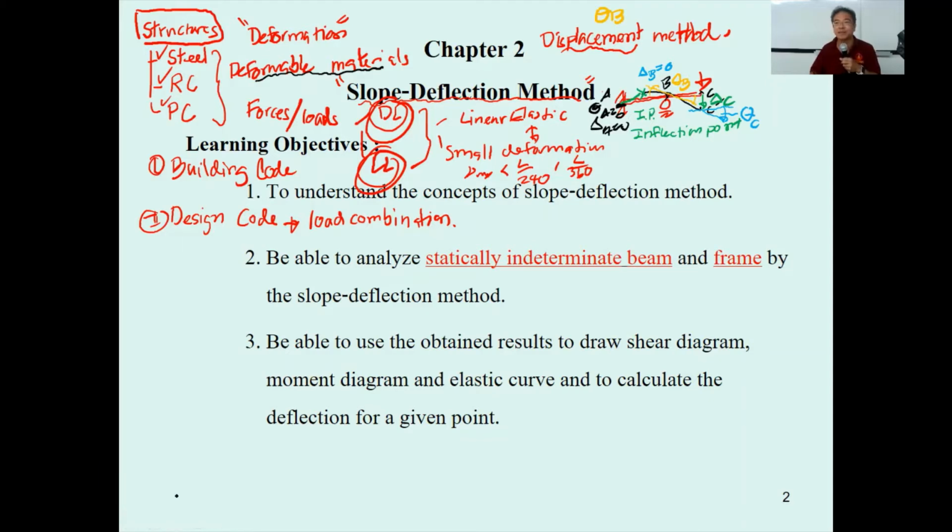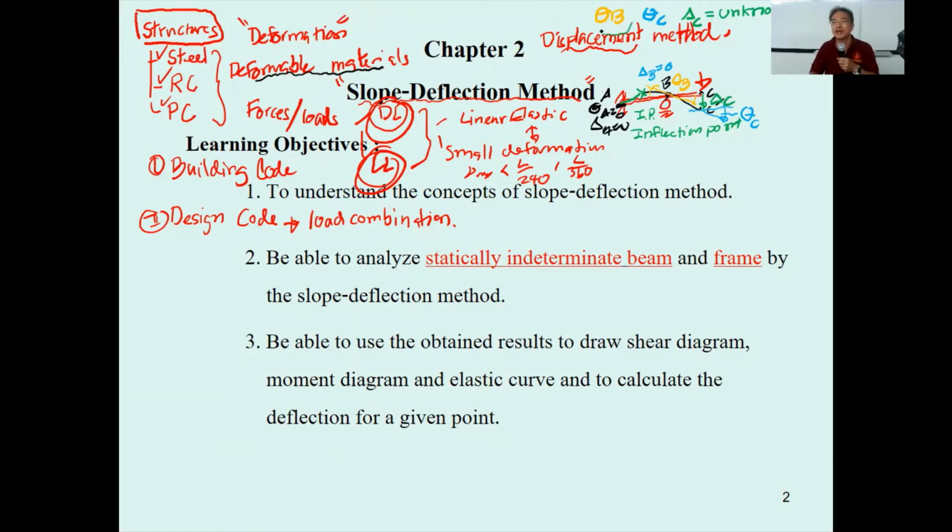Theta sub B and theta sub C, and also delta sub C. All of this is going to be the unknown for the displacement method and for the slope deflection method.